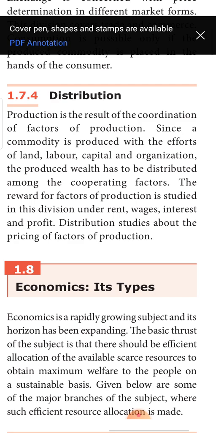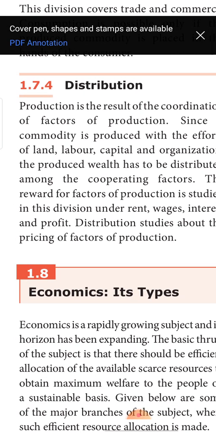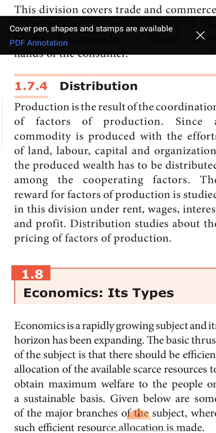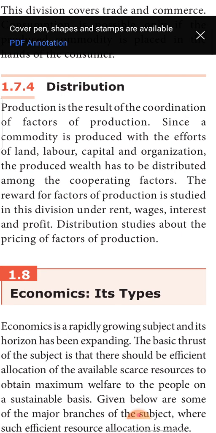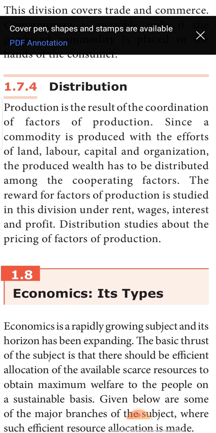Likewise, land, labor, capital, organization are factors of production. The money that you give, that is the price that you give for the factors of production, that is rent, wages, interest, profit. These are called the rewards for factors of production. That is what you will be learning here. So, the rewards for the factors of production is dealt under the subdivision of distribution. Just underline that. So distribution studies about what? The pricing of factors of production.